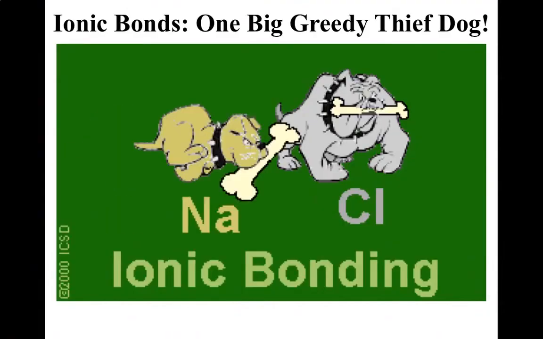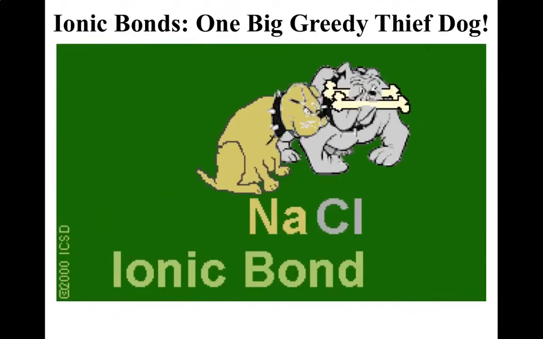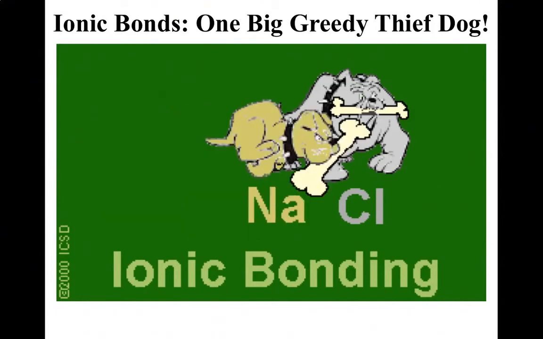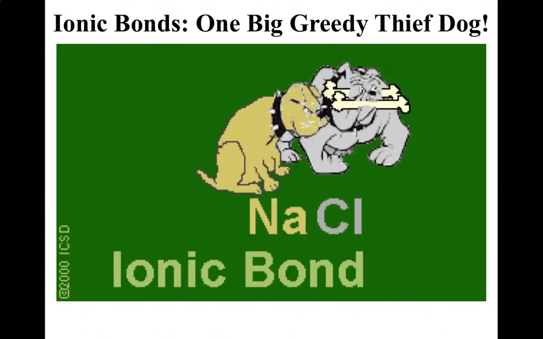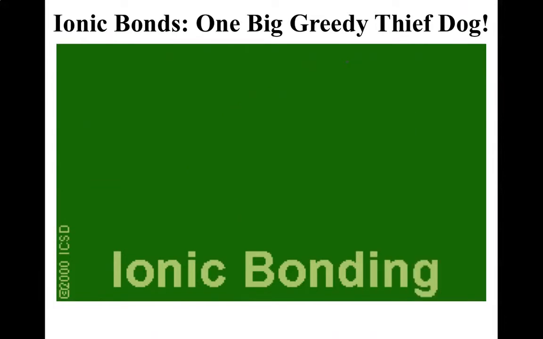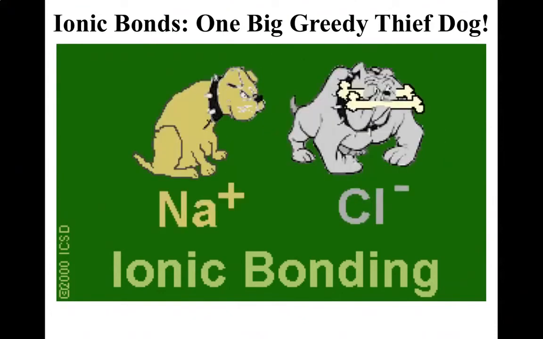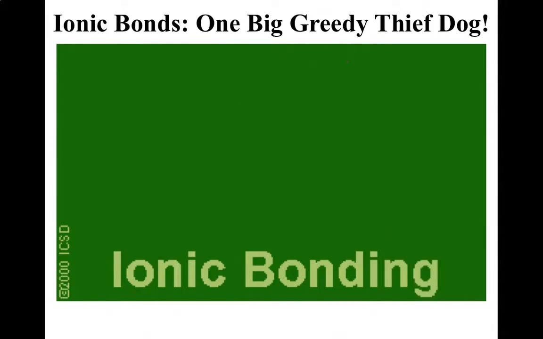Here's another way to think about it. You can think of ionic bonds as one big greedy thief dog. They come in and they snatch the bone of the weaker dog, and because the stronger dog now has the weaker dog's bone, he kind of hangs out around that dog to make sure, and hopefully at some point get it back. So there's a give or take. There's an exchange of electrons, a mutual exchange of electrons that happens.